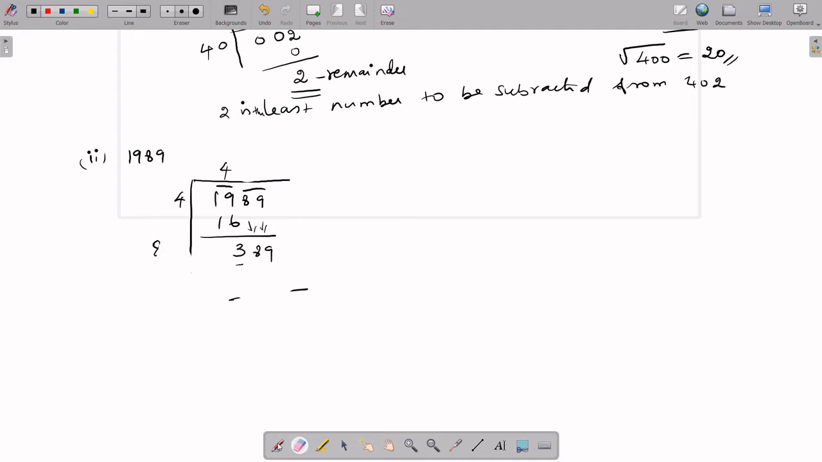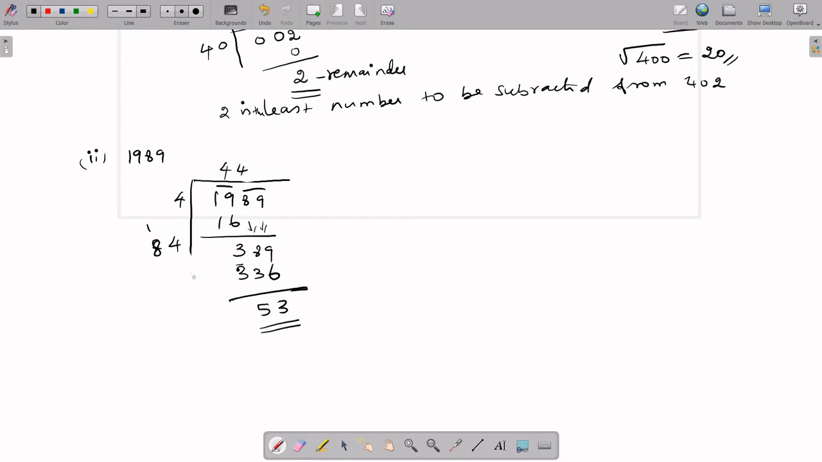So 3 is not possible, so you go for 4. We will do this now. 4 4s are 16 and remaining you have 1. 8 4s are 32, 32 plus 1 you have 33. Then 3 3s are 6, and you have this number, 9 minus 6 is equal to 3, and 8 minus 3 is equal to 5, 53.